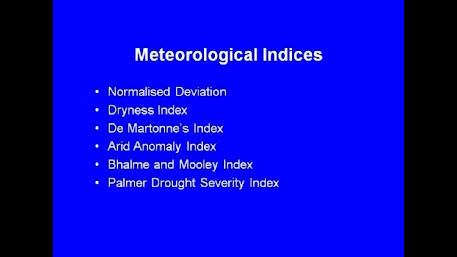So, let us look at what are the meteorological indices which are available. First is normalized deviation, second is dryness index, De Martini index, arid anomaly index, Balmy and Mooley index and Palmer drought severity index. Out of these indices, probably the first and the last, that is the Palmer drought severity index, are very commonly used for drought analysis due to the simplicity and the incorporation of information which is there.